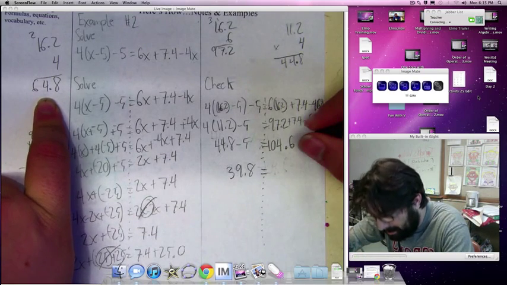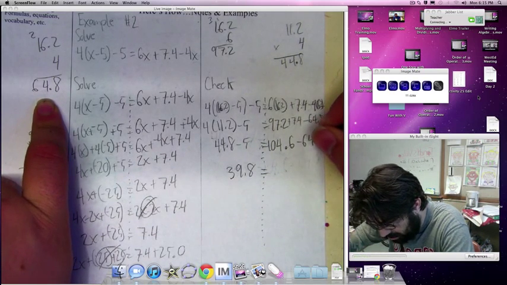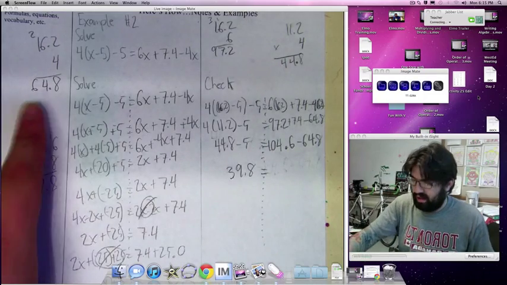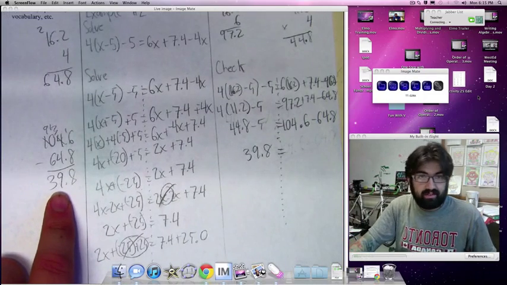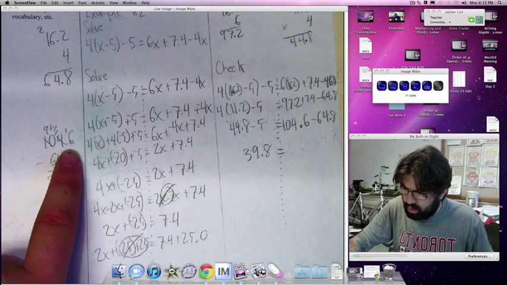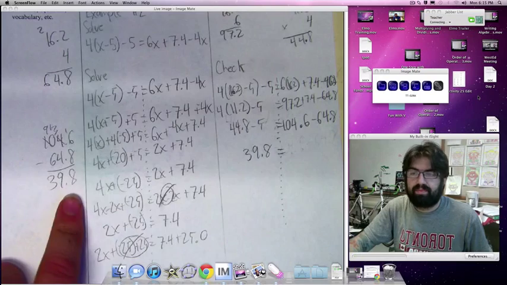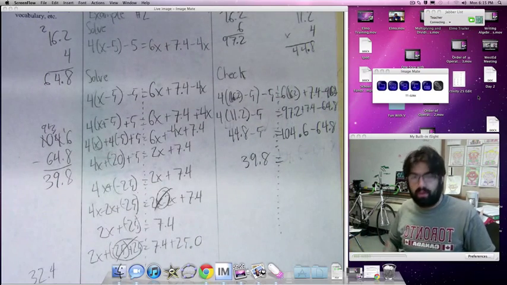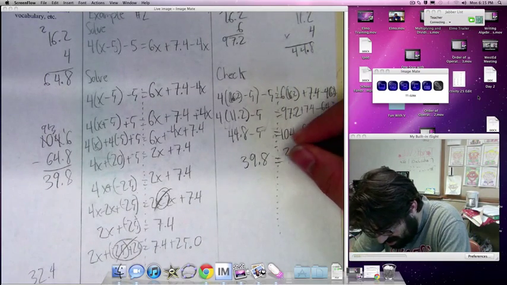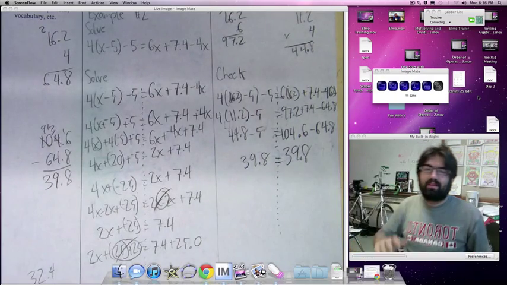104.6 minus 64.8. Okay? And over here we'll subtract. I had to borrow to get 8. 3, had to borrow again to get 33. And basically ended up with 39.8. And that is definitely equal to 39.8 over here.